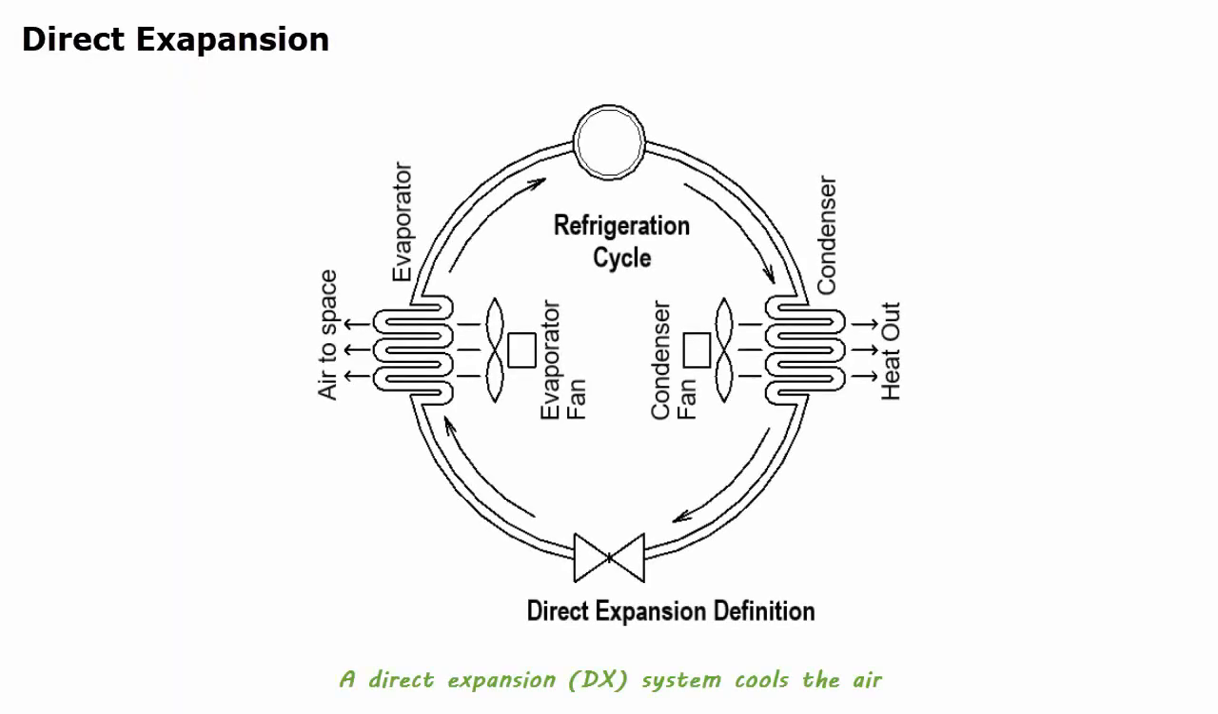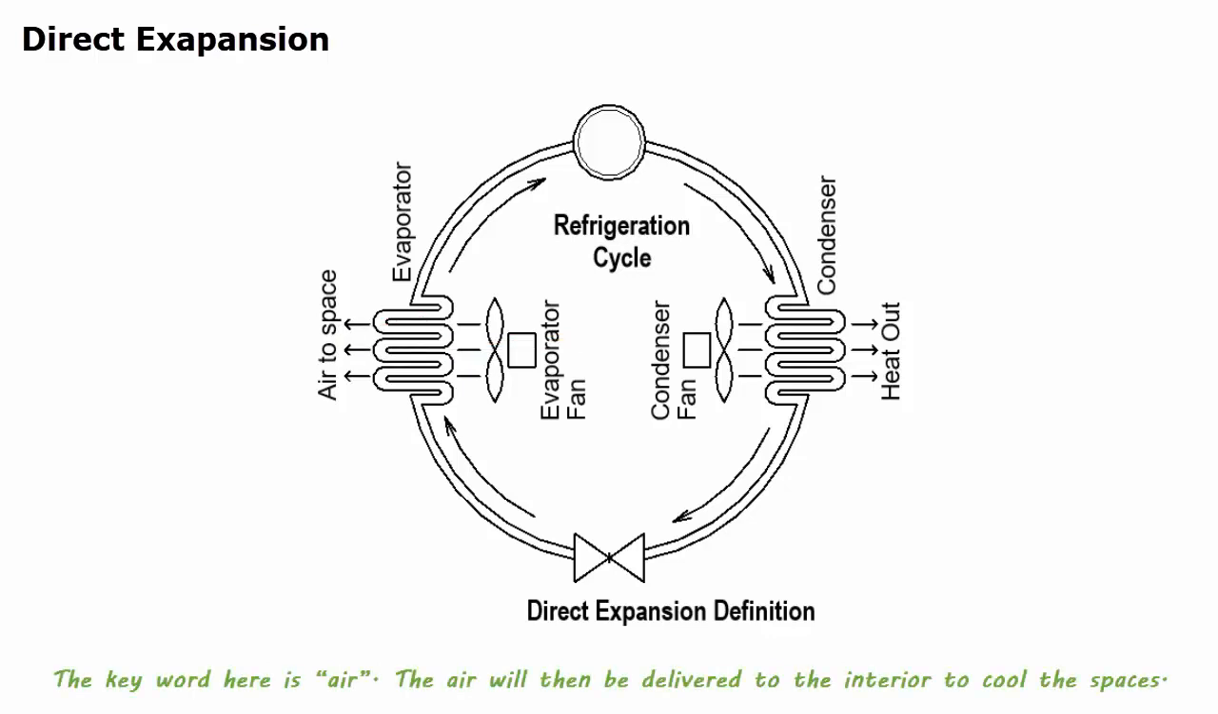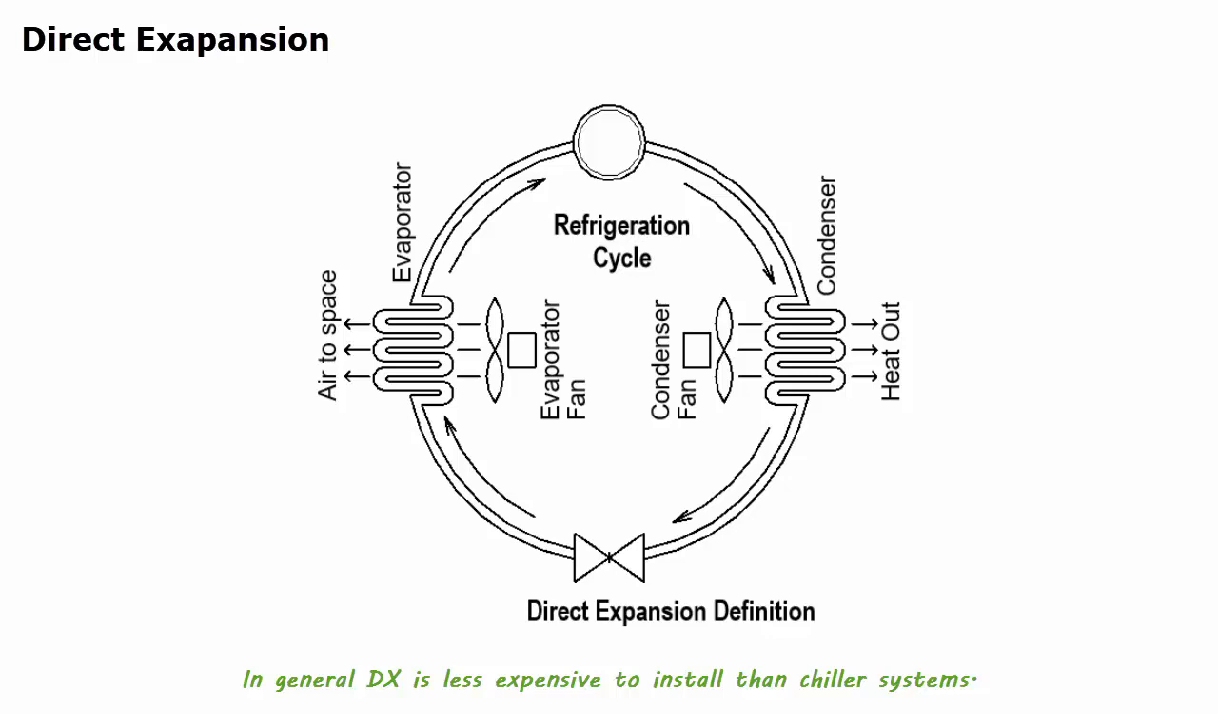A direct expansion DX system cools the air that directly passes through the evaporator in the refrigeration cycle. The keyword here is air. The air will then be delivered to the interior to cool the spaces. In general, DX is less expensive to install than chiller systems.